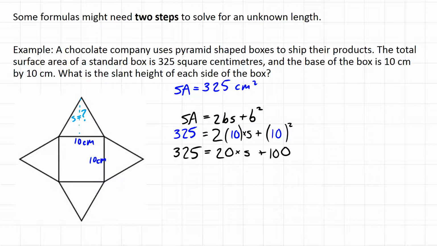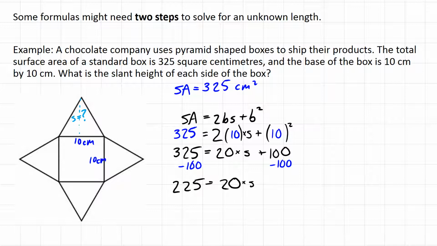So when I have an algebraic equation like this and I want to solve it for S, the first thing I have to do is move anything that isn't attached to the S. So the 20 is attached to the S by multiplication, but I can move this 100 over with subtraction. So that's what I'm going to do. Subtract 100 from each side. That gives me 225 is equal to 20s, or 20 times s.